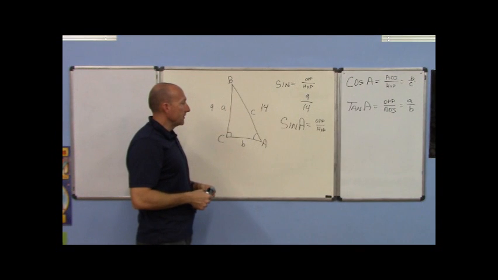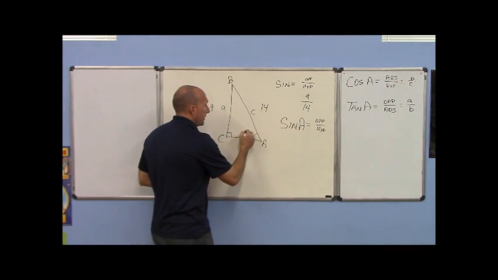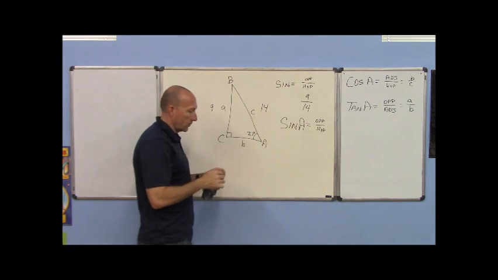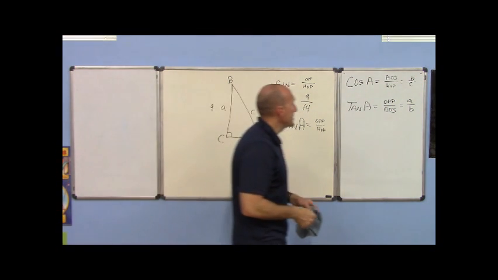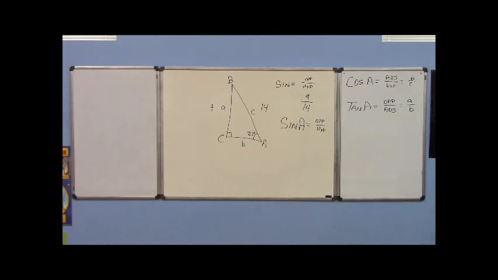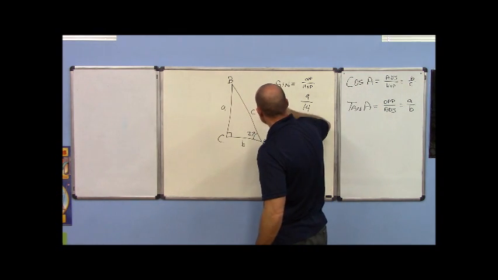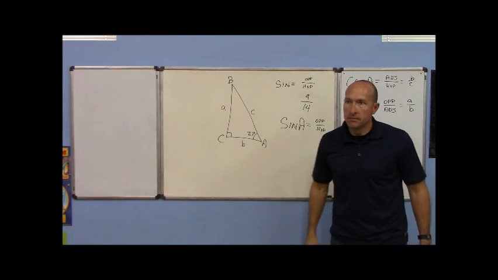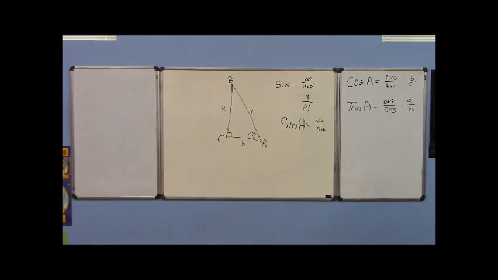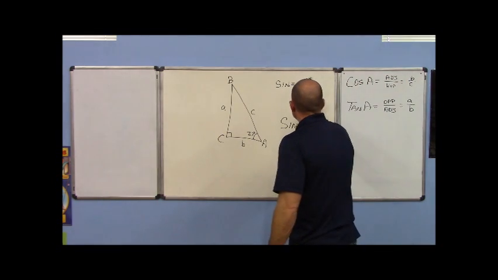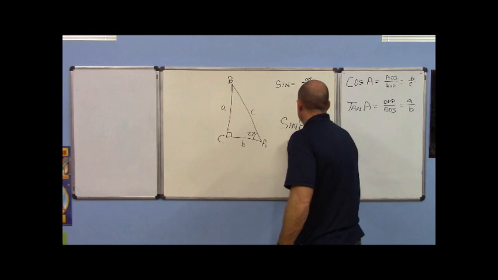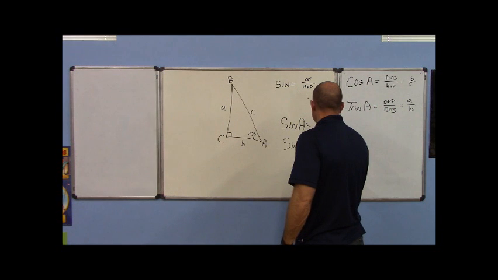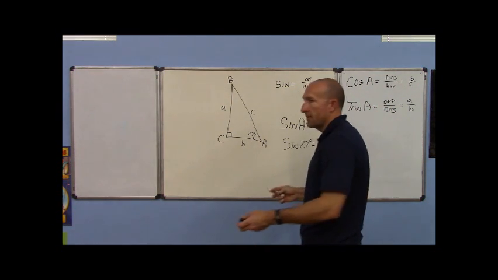Now, what if we were simply given this angle, angle 27? Okay, this is a 27-degree angle. What is the sine of angle 27? This is all you're given. In fact, you don't even know these values. This is all you're given. What is the sine of angle 27? Well, we know that the sine of 27 degrees is A over C, but what's that value?